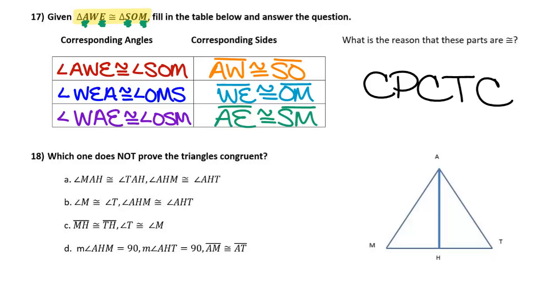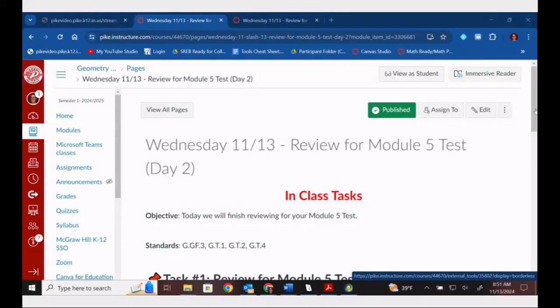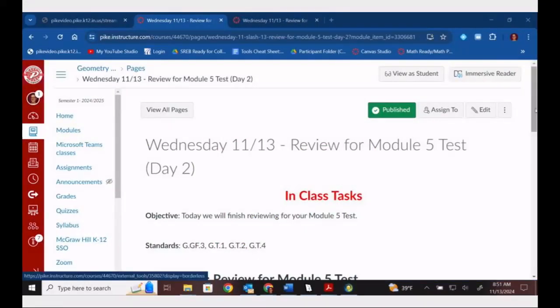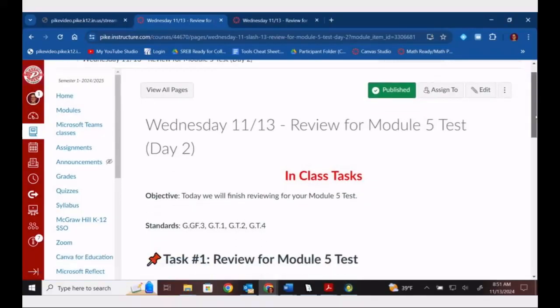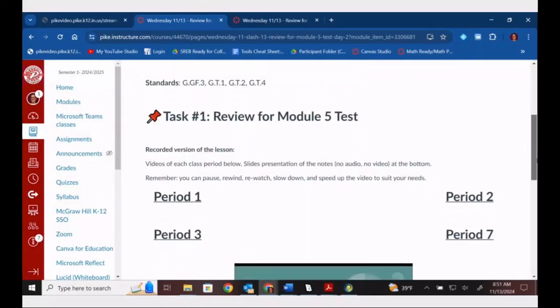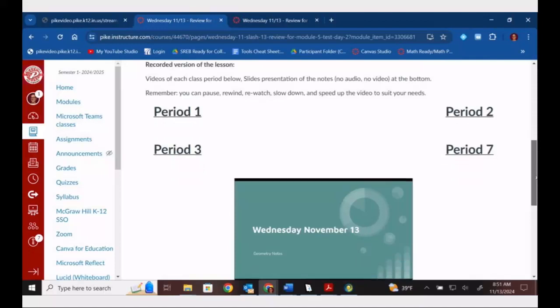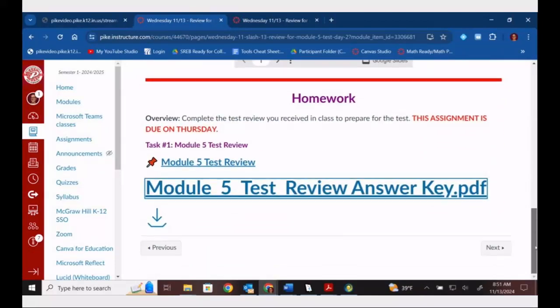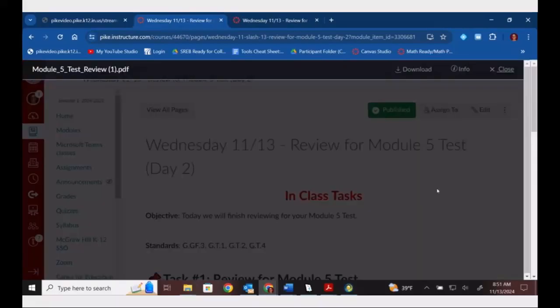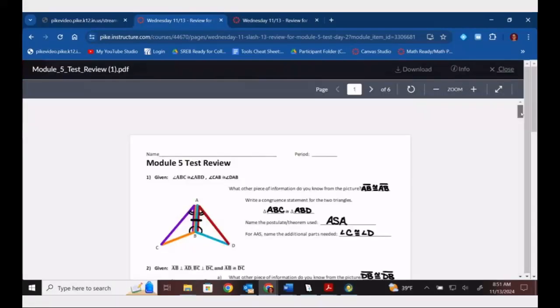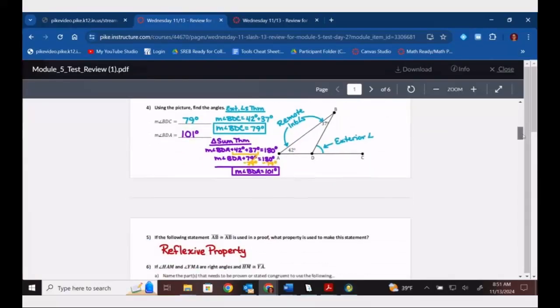All right. That is, unfortunately, all that we have time for today. I have posted the answer key for anything that you still want to see that we didn't go over. So if you look at our Canvas page for today, where it says Review for Module 5 Test Day 2, scrolling all the way down to the bottom, right here is where the videos will be posted. So you might want to check out the videos from another class period because they asked about different questions. All the way down at the very bottom, Module 5 Test Review Answer Key. If you click on that, you will find my answer key with all of my work on it here.